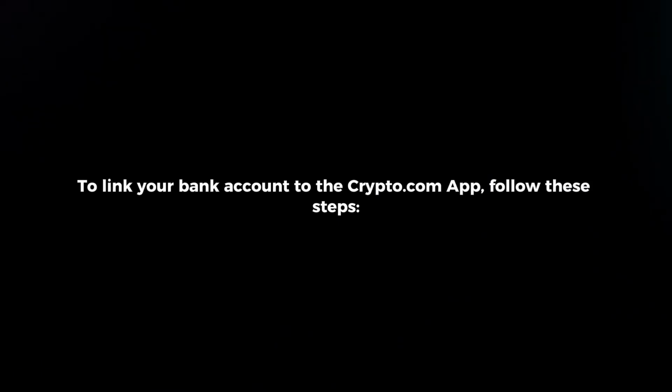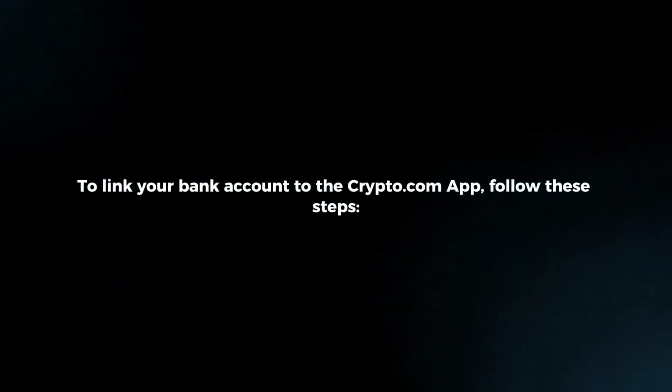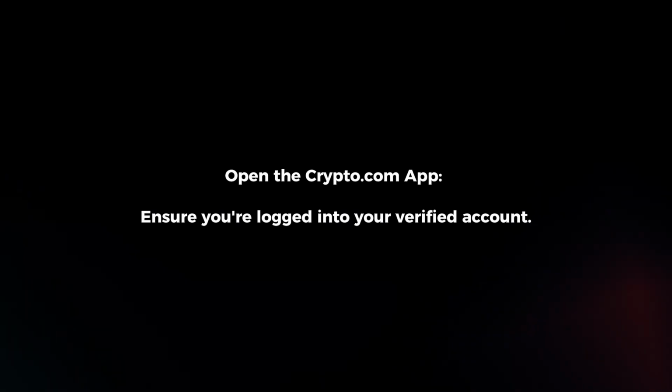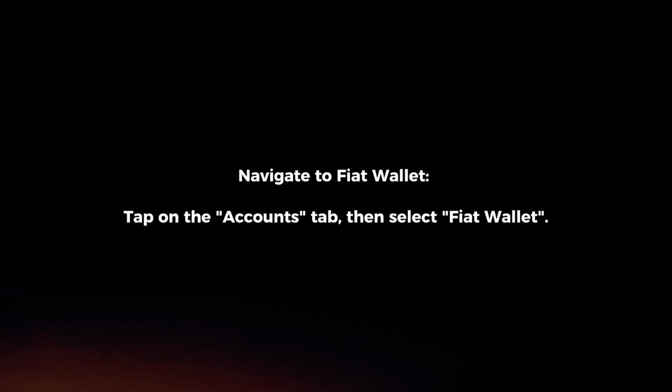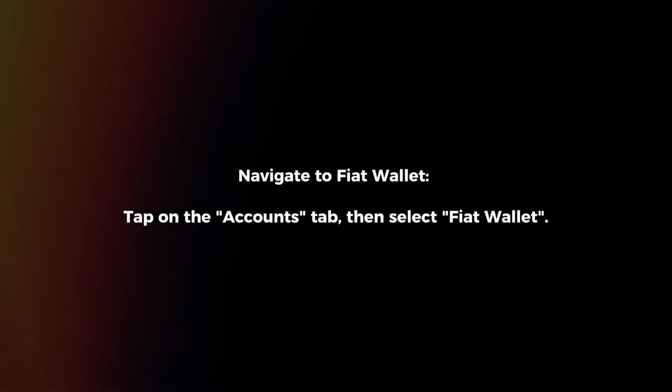To link your bank account to the Crypto.com app, follow these steps. Open the Crypto.com app. Ensure you're logged into your verified account. Navigate to Fiat Wallet. Tap on the Accounts tab, then select Fiat Wallet.